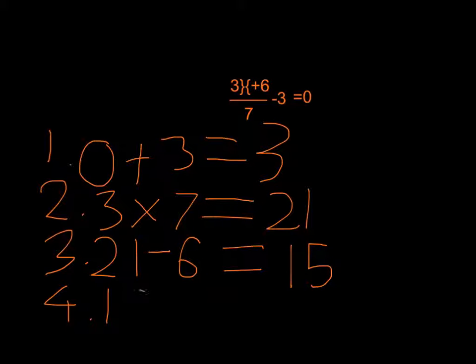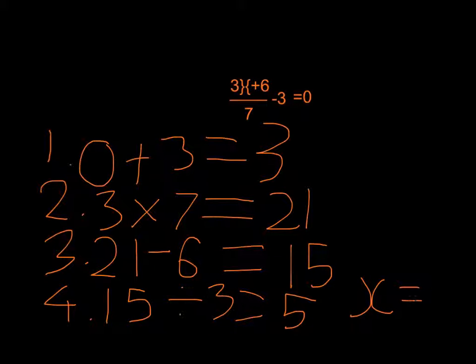We move the 15 here, and then we divide by 3. We do this because it's the opposite of timesing. So 15 divided by 3 is equal to 5. This means that x is equal to 5.